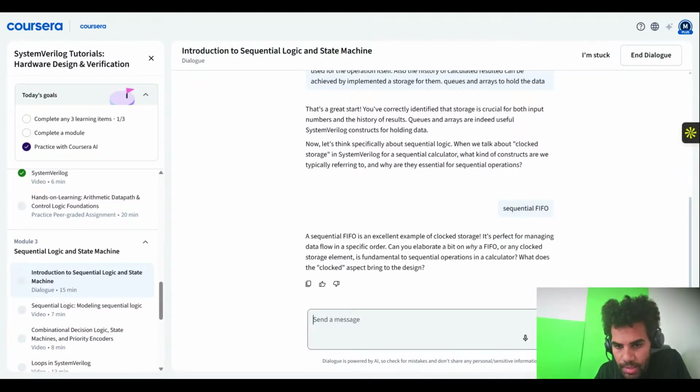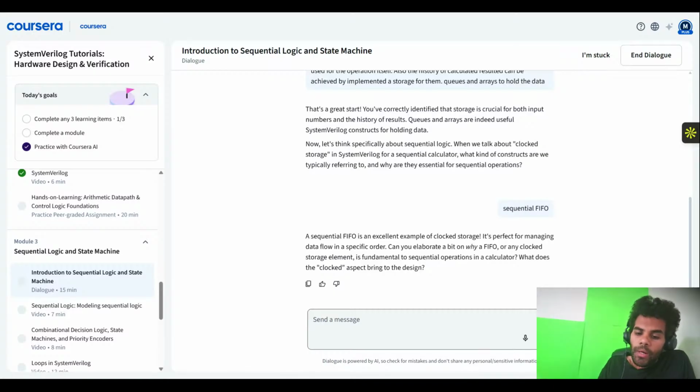Sequential FIFO is an excellent example of clocked storage. It's perfect for managing data flow in a specific order. Can you elaborate a bit on why FIFO or any clocked storage element is fundamental to sequential operation in a calculator? What does the clocked aspect bring to the design?